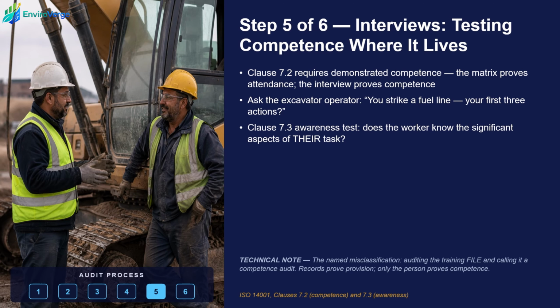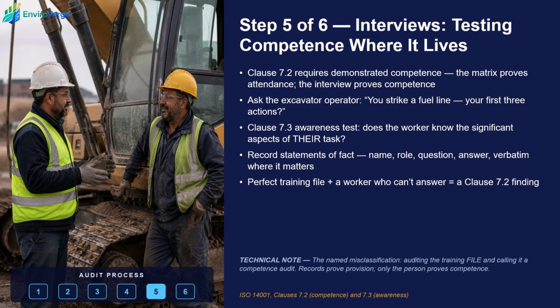Clause 7.3 is the awareness test. Does the worker know the significant environmental aspects of their own task? Not the policy on the wall, their task. Record statements of fact. Name, role, question, answer. Verbatim where it matters. And here's the named misclassification. Auditing the training file and calling it a competence audit. A perfect file plus a worker who can't answer, that's a Clause 7.2 finding, not a paperwork pass.